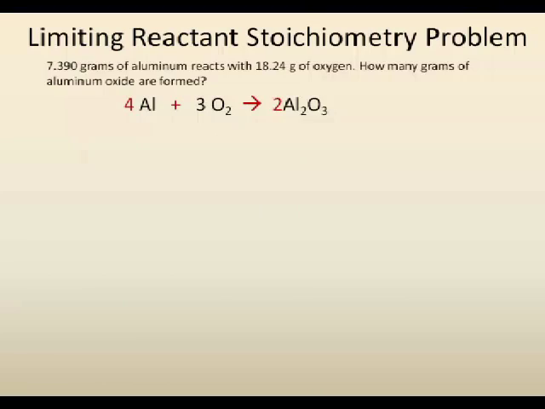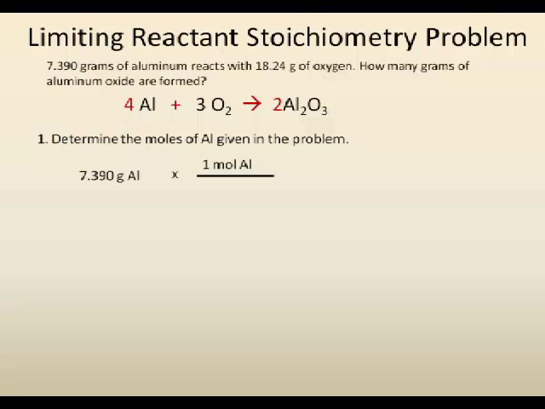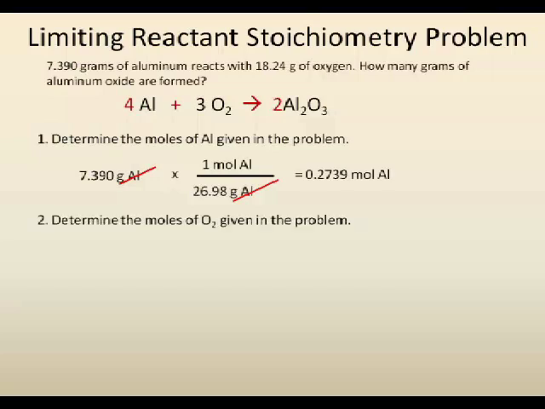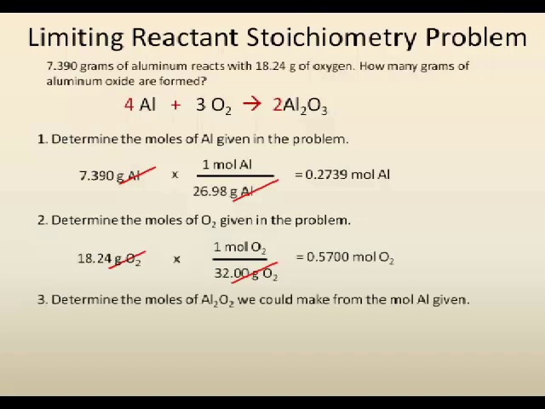Let's look at a stoichiometry problem with chemistry. 7.39 grams of aluminum reacts with 18.24 grams of oxygen. How many grams of aluminum oxide are formed? First, we need to determine the moles of aluminum that we're given, and this is done normally. We go through and discover that we have 0.2739 moles. Then determine the moles of oxygen, and go through and find that we have 0.5700 moles of oxygen.